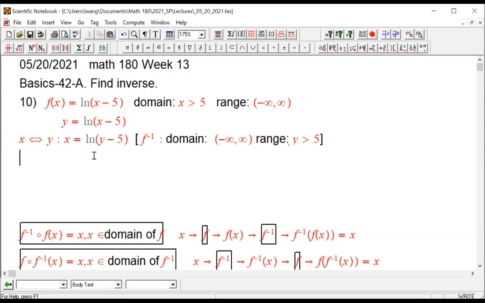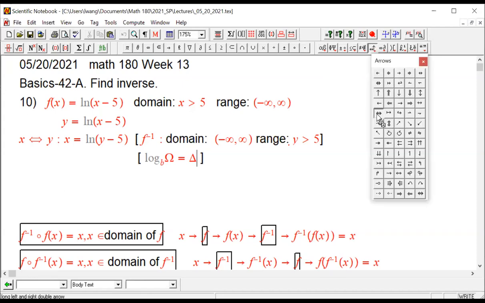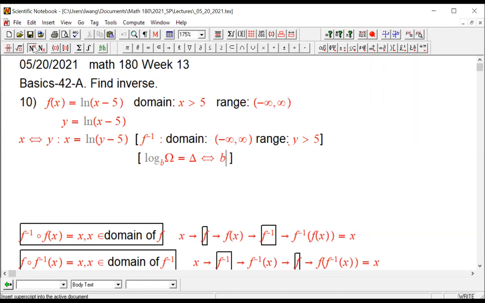So now what we do here is refer to the definition. So we have a situation here. A logarithm definition says this. I want to remind you guys to always be aware of the definition of logarithm. And this if and only if b raised to the power of the triangle equals omega.